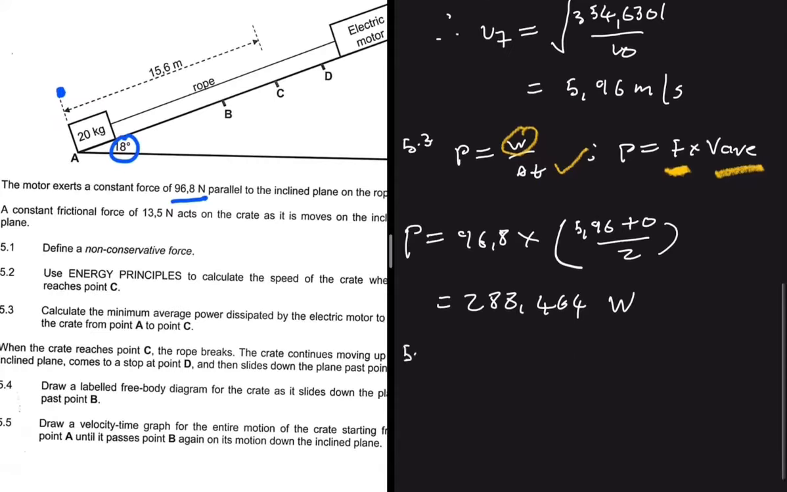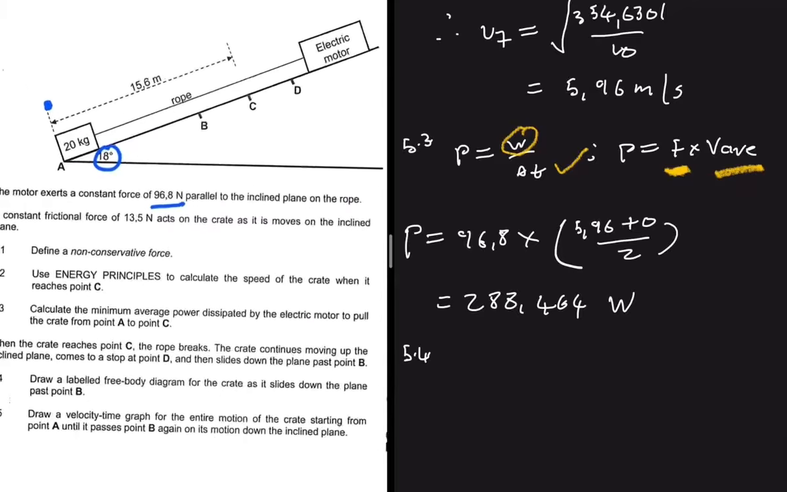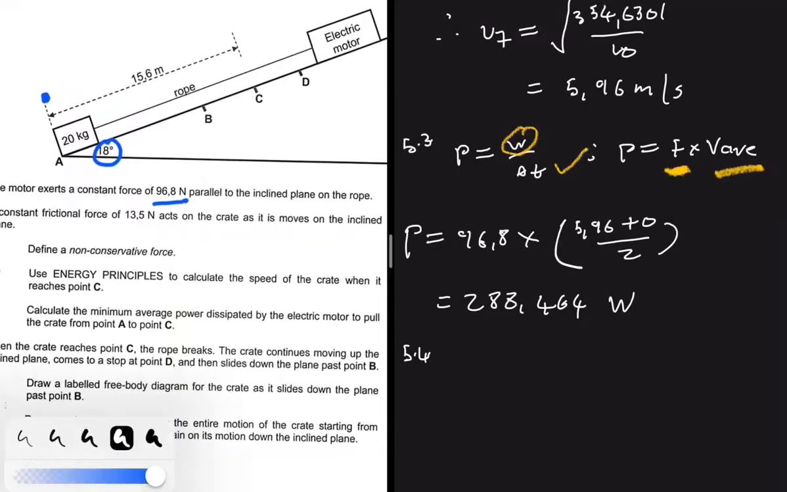5.4 is saying that when the crate reaches point C, the rope breaks. So our rope is breaking at this point, at C. And then what happens next? The crate continues moving up the inclined plane, as you would expect. It comes to a stop at point D, and then slides down the plane past point B. Draw a labeled free body diagram for the crate as it slides down the plane past point B.